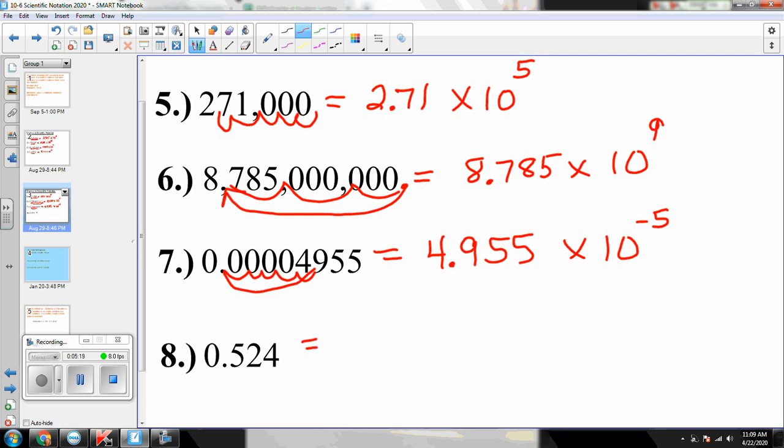All right, try number 8. Okay, let's check. Your decimal point should go after the 5 to give you 5.24 because that is a number 1 or higher but less than 10. How many places did I move? Well, I only had to move once, but it's going to be a negative 1 because this is a small number less than 1 whole.